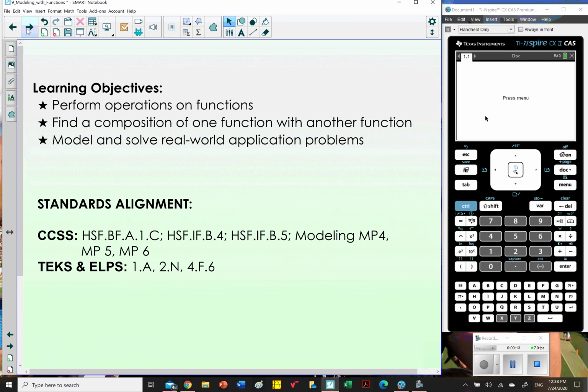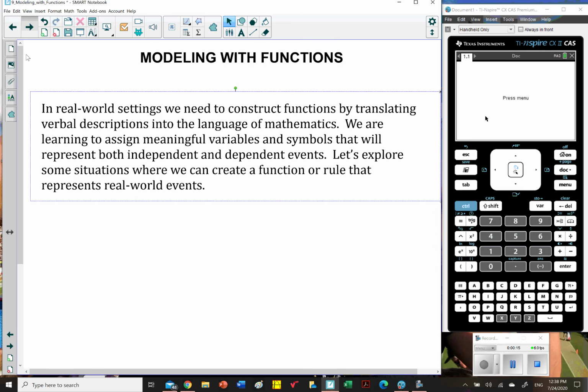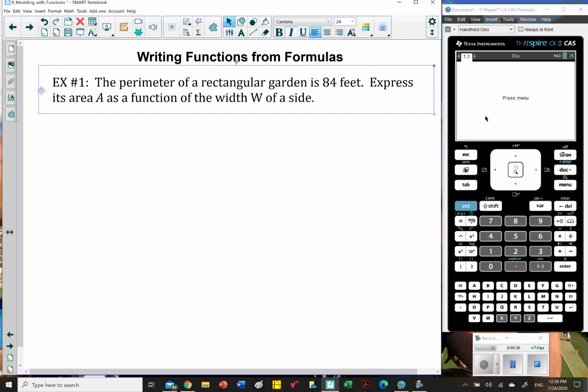Let's jump right in. In real world settings, we need to create and construct functions by using the vocabulary and assigning variables and symbols to the independent and dependent variables. So we're going to explore 7 or 8 examples related to that. We'll start off rather easy here.